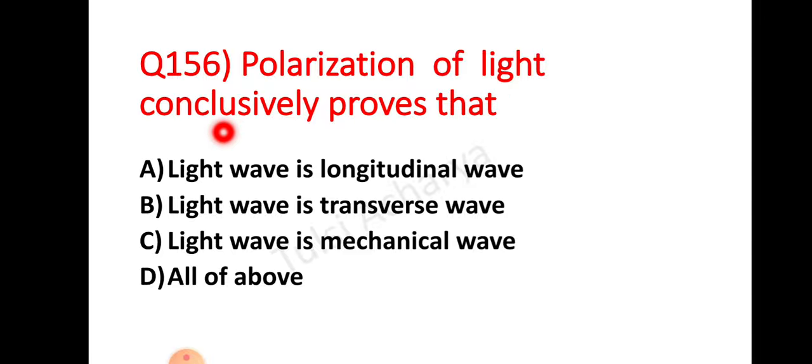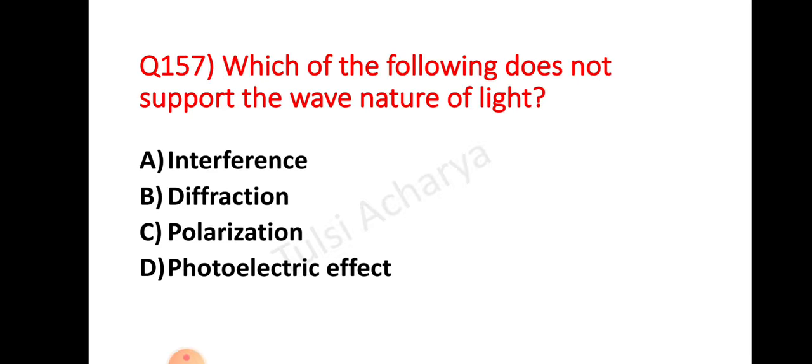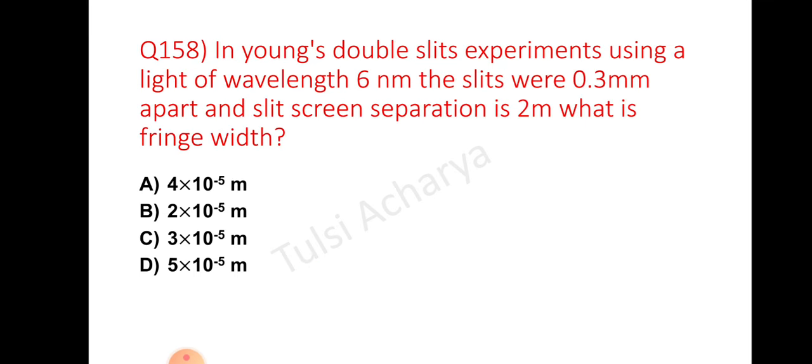Polarization of light conclusively proves that light is a transverse wave. Longitudinal wave cannot be polarized. Polarization of light means they are transverse wave. 157. Which of the following does not support the wave nature of light? We already discussed this question. Option choice D is the correct answer for question number 157. Now let's move to question 158.